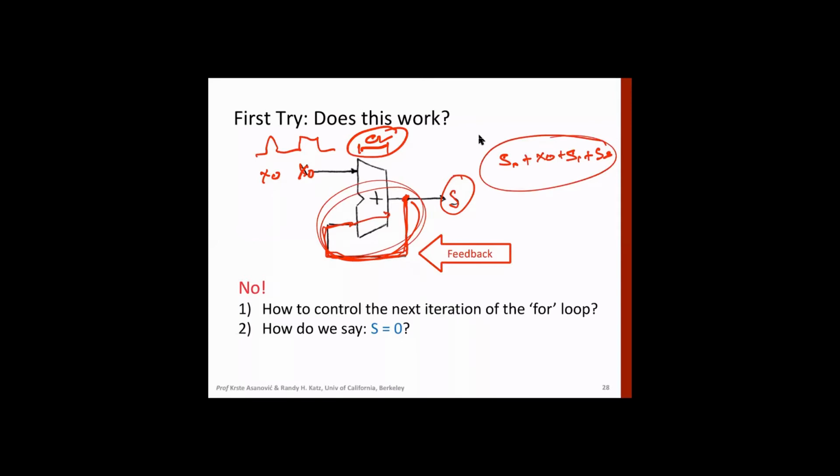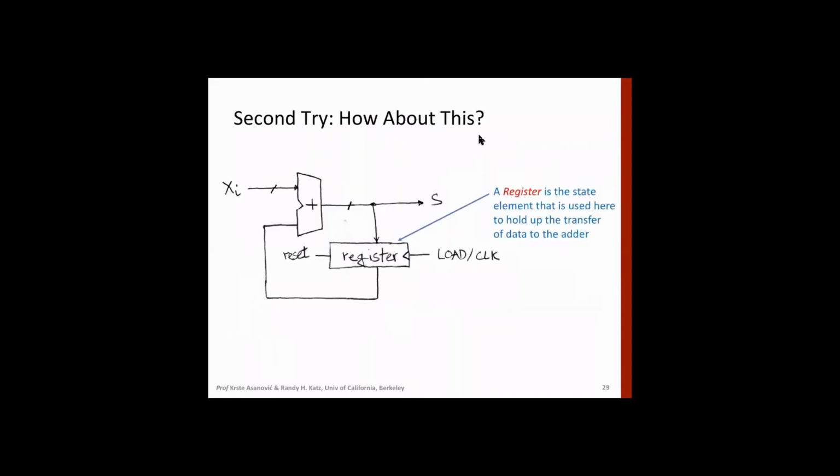So it means that we need something that will control the flow of information, and that is the use of a register. It controls the flow of information in a meaningful way. A register is a state element that is used here to hold up the transfer of data to the adder. It controls the flow of information, right? So now it will work.